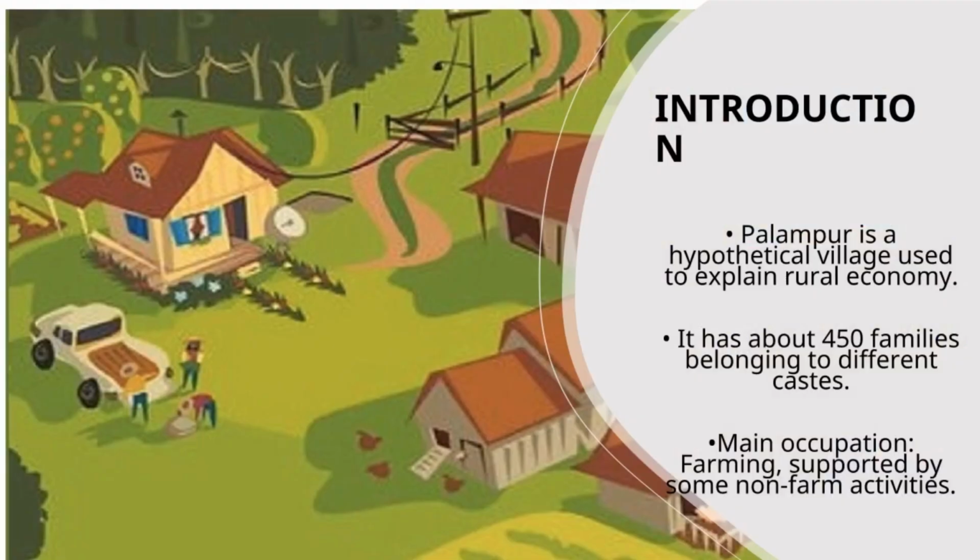Introduction. Palampur is a hypothetical village used to explain rural economy. It has about 450 families belonging to different castes. Main occupation, farming, supported by some non-farm activities.